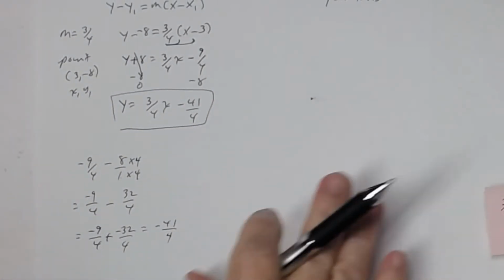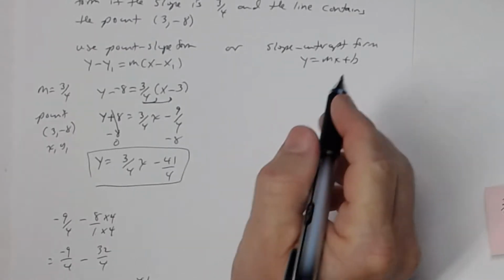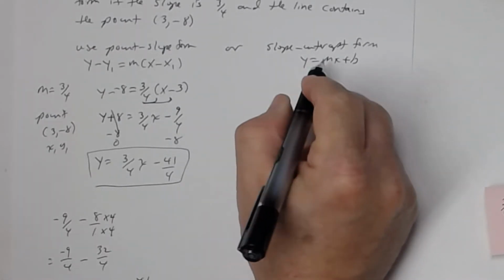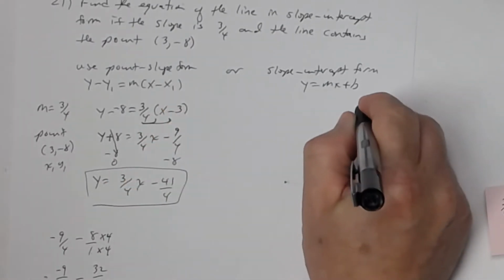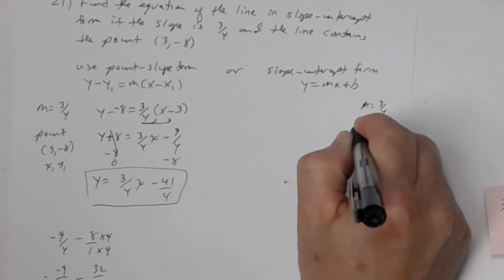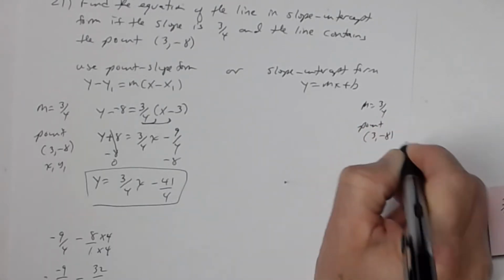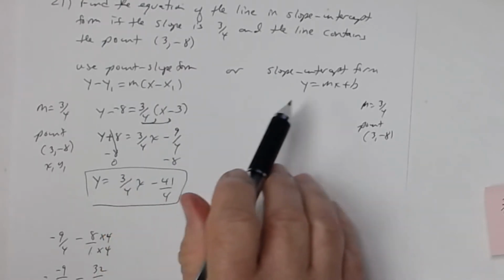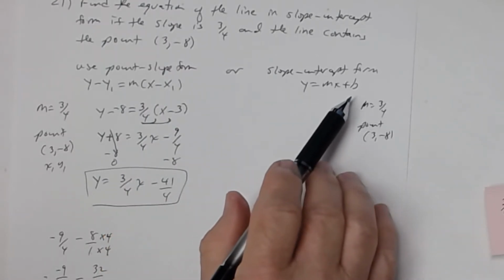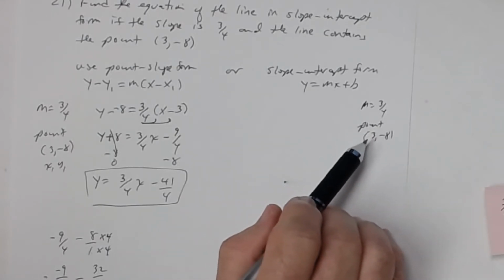Now, some of you could have done it the other way, right? So let's see if we get the same answer. If you do it this way, remember you're given two pieces of information. You're given that the slope is 3 fourths, and you're given a point on that line, (3, negative 8). So if I'm going to go directly to this instead of doing this approach, I've got to recognize that I know the slope, that's m, and I know a point of that line.